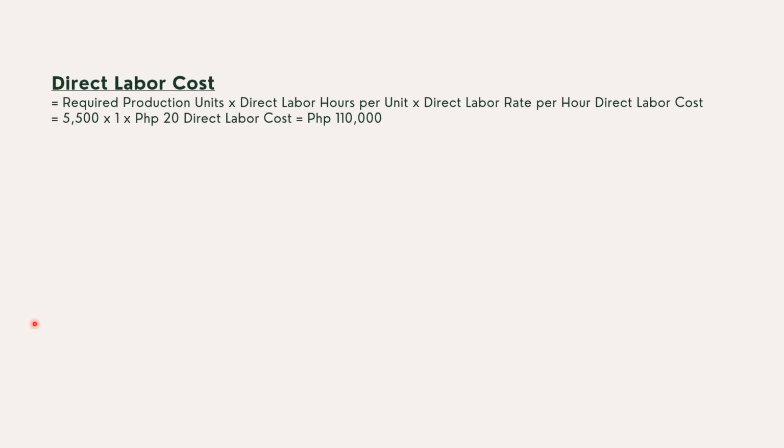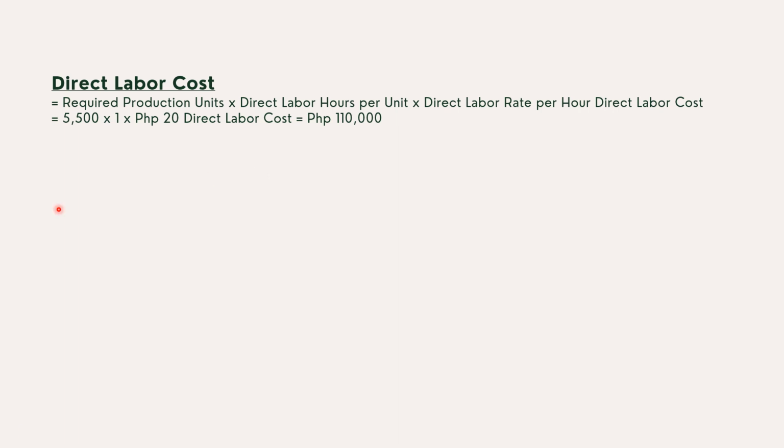So for the direct labor cost, you have the required production units multiplied by direct labor hours per unit multiplied by direct labor rate per hour. You will get direct labor cost of 110,000. So 5,500 multiplied by 1 hour multiplied by 20 pesos, 20 pesos per hour. Okay? So, we are okay for the direct labor cost.